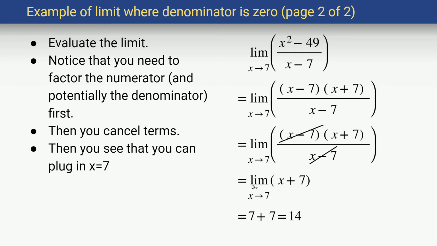So your limit is just the limit as x approaches 7 of x plus 7. After you cancel that out, you're looking at this line right here, limit of x plus 7, there's no divide by 0. And if there's no divide by 0, you are allowed to plug in x equals 7. So you just replace the x with 7, and you get 7 plus 7, which is 14.